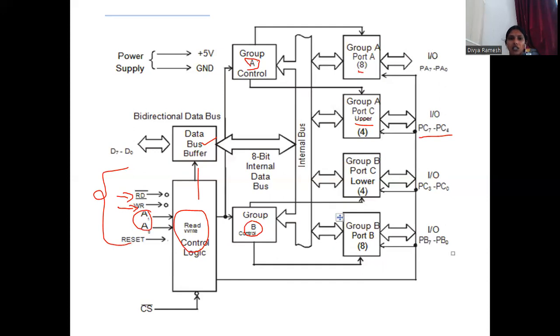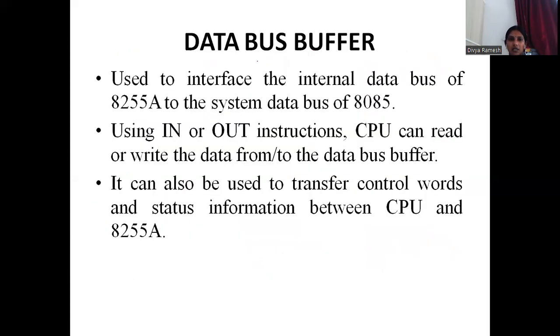So if you need to control group A and use port A and port C upper, the group A control will send a transfer to its internal bus, and from the internal bus, these ports will access the data and transfer it to your IO devices. Either it may be display devices or DMA devices, whatever it may be, it will be accessed with the help of those devices. So individually, block wise, we can see this one is your data buffer.